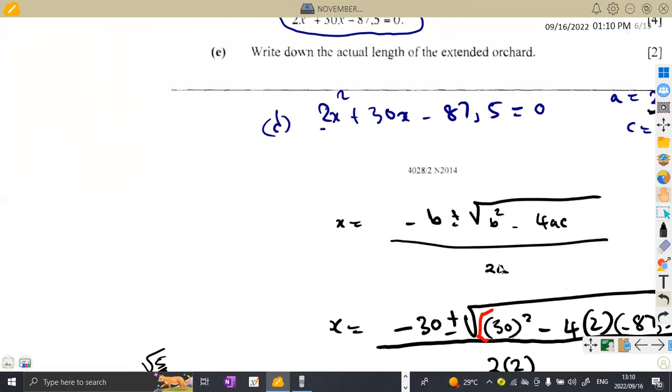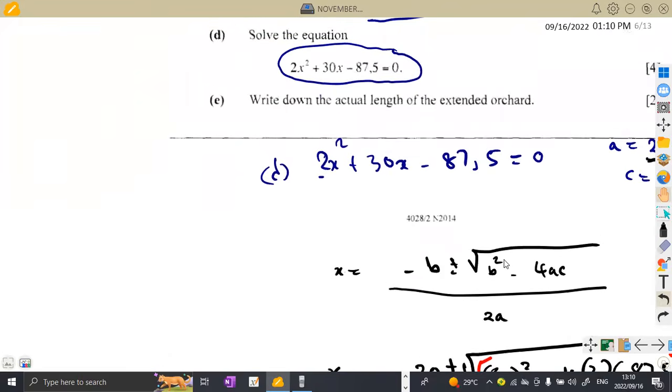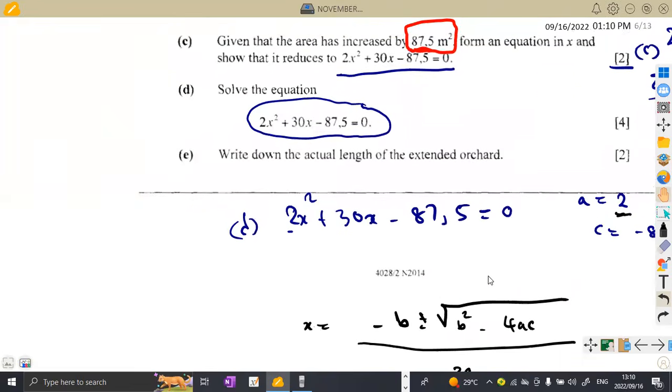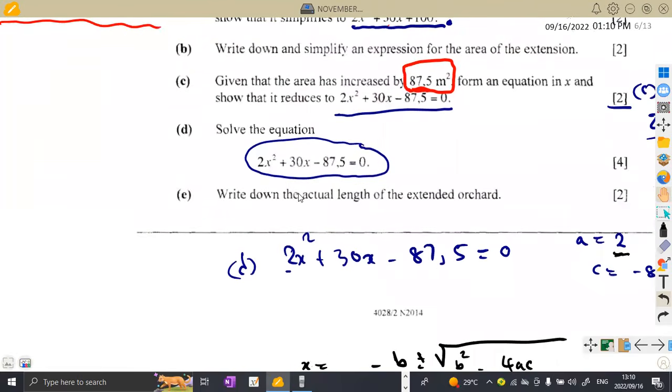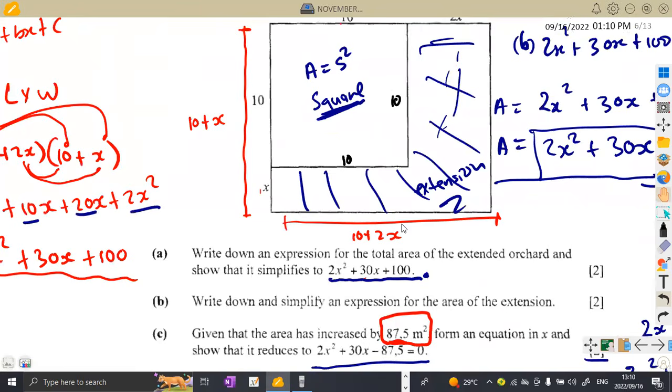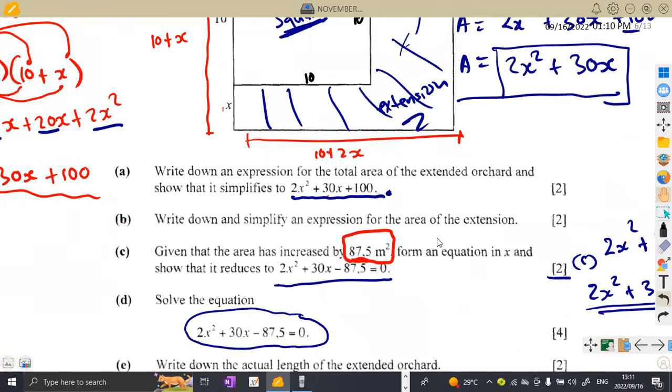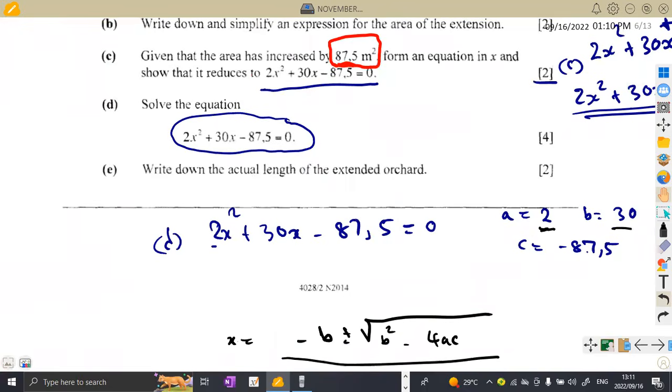So this is what you're going to do on this formula. On this area that we had, in this case, write down the actual length. Guys, we need the length, not the area, just the length. We need the length of the extended orchard. Our extended orchard is this one. So the length here is 10 plus 2x. This is the bigger side. 10 plus x is smaller, so the length is 10 plus 2x. The length is the longer side, in terms of x.